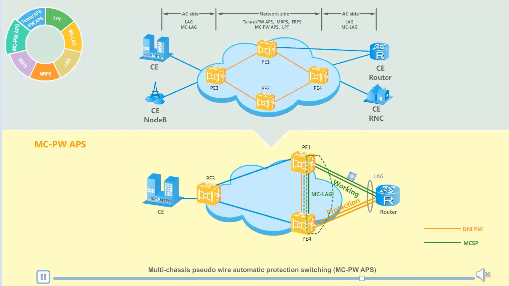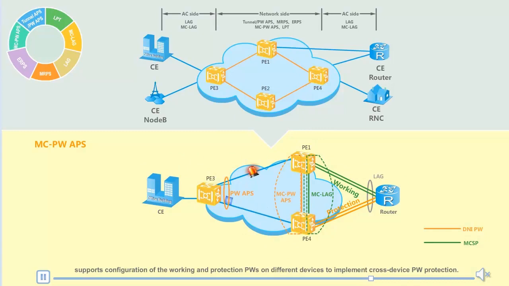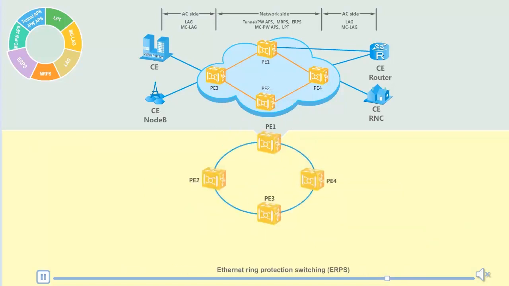Multi-chassis pseudo wire automatic protection switching, MC-PW APS, supports configuration of the working and protection PWs on different devices to implement cross-device PW protection. MC-PW APS applies to dual homing service scenarios. MC-PW APS works together with MC-LAG to form a complete inter-device protection scheme.